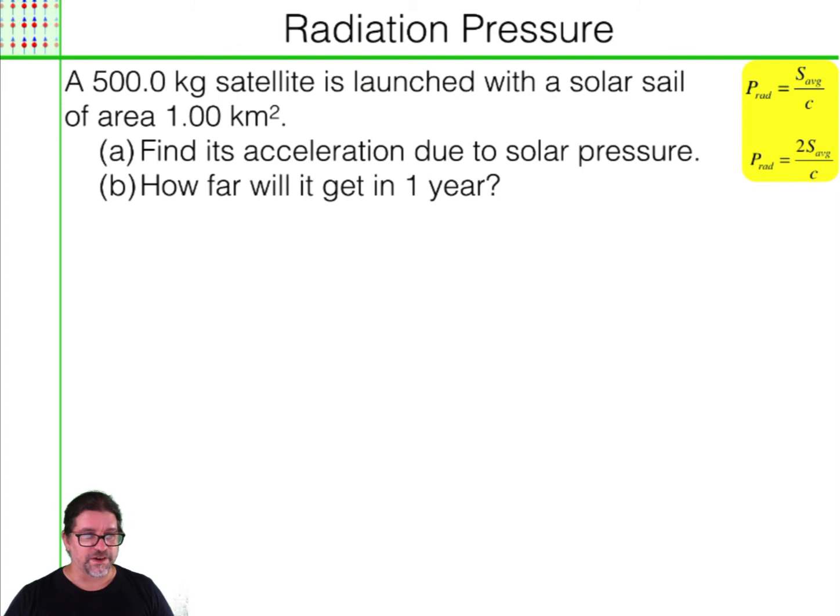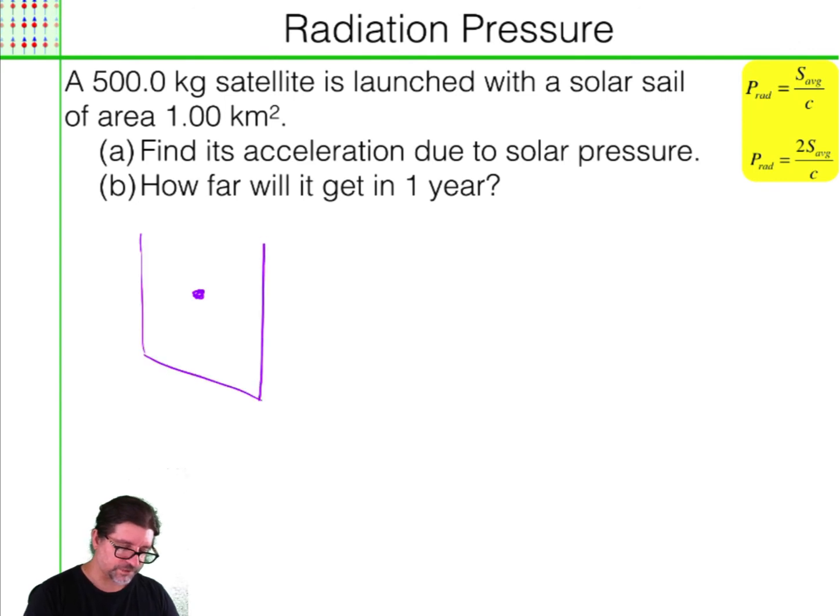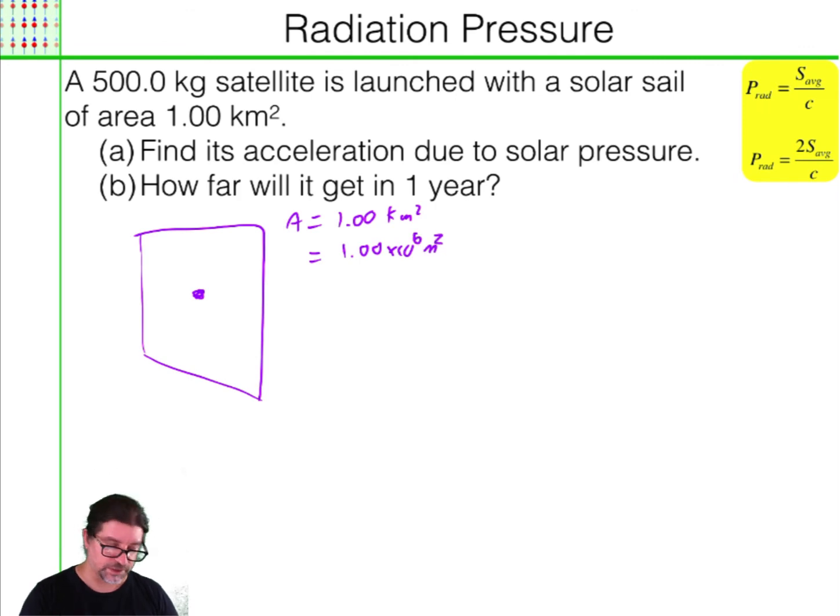How about this one here? What if I have a 500 kilogram satellite and I launch it and it opens a solar sail that is 1 kilometer square? What is its acceleration due to solar pressure, and how far will it get in 1 year? So here's my little satellite, and it opens a sail that has an area of 1 kilometer squared, about 1.00 times 10 to the 6 meters squared. It has a mass of 500 kilograms, and the intensity of the light just outside the Earth is roughly 1400 watts per square meter.